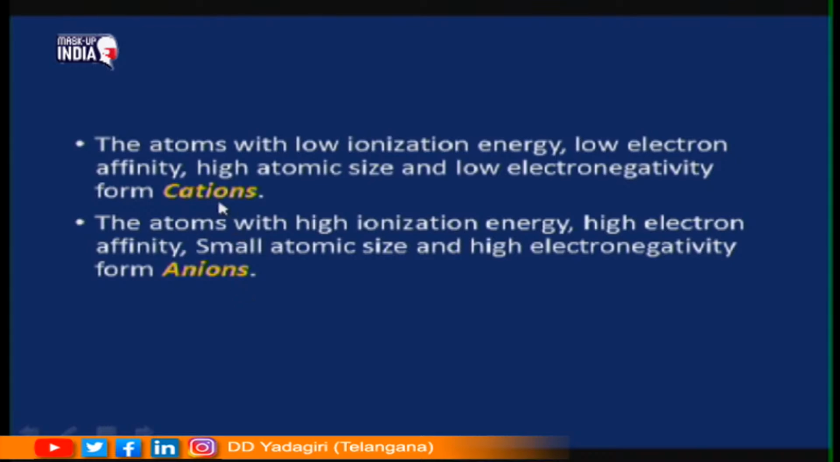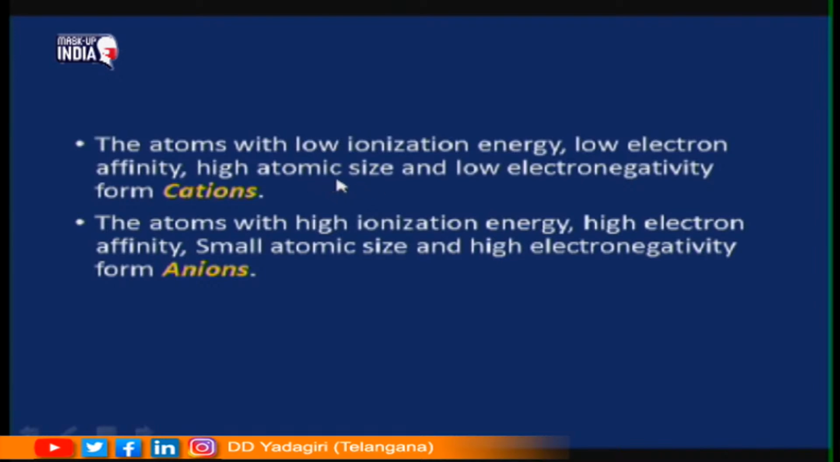Children, please remember, which atoms can form cations? If they have low ionization energy, that means they can easily lose an electron with a smaller amount of energy. Low electron affinity means that if any electron is added, very little energy is released. It has a high atomic size, that means the gap between the nucleus and the outermost electron is very high.